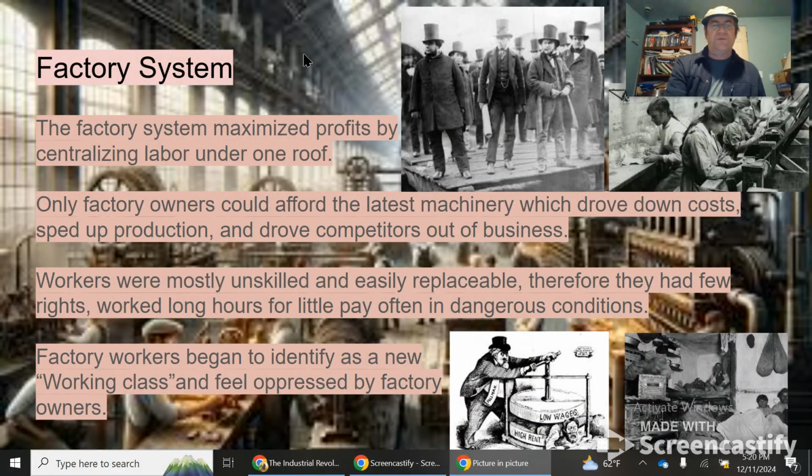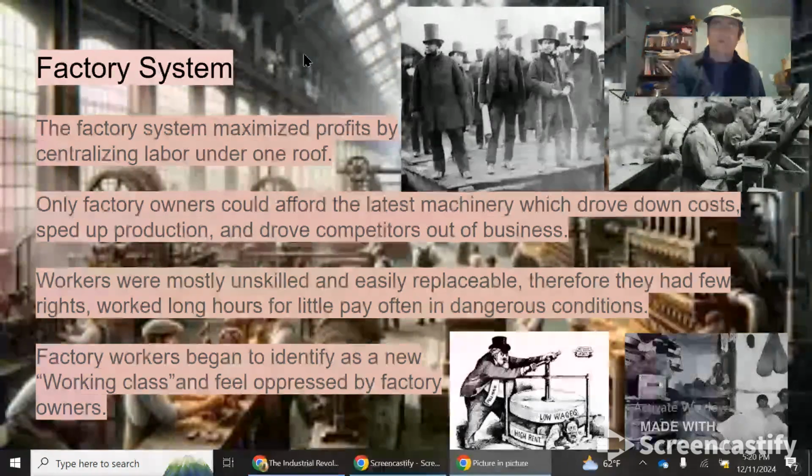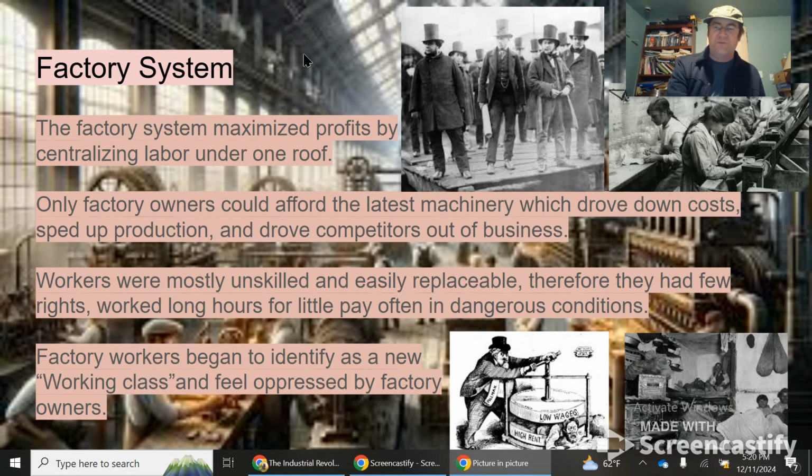Workers in factories were mostly unskilled and easily replaceable. And because they were so replaceable, they had few rights and worked in really miserable conditions, very often long hours, 15 to 16 hours a day, sometimes 6 days a week, and often in dangerous conditions. Factory workers began to identify as a new working class, and they felt like they were being oppressed by factory owners.